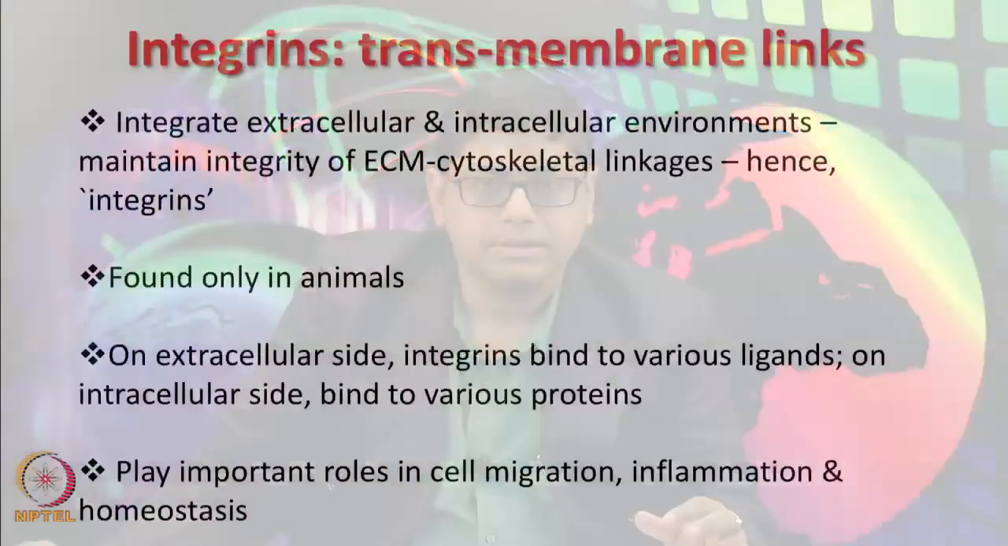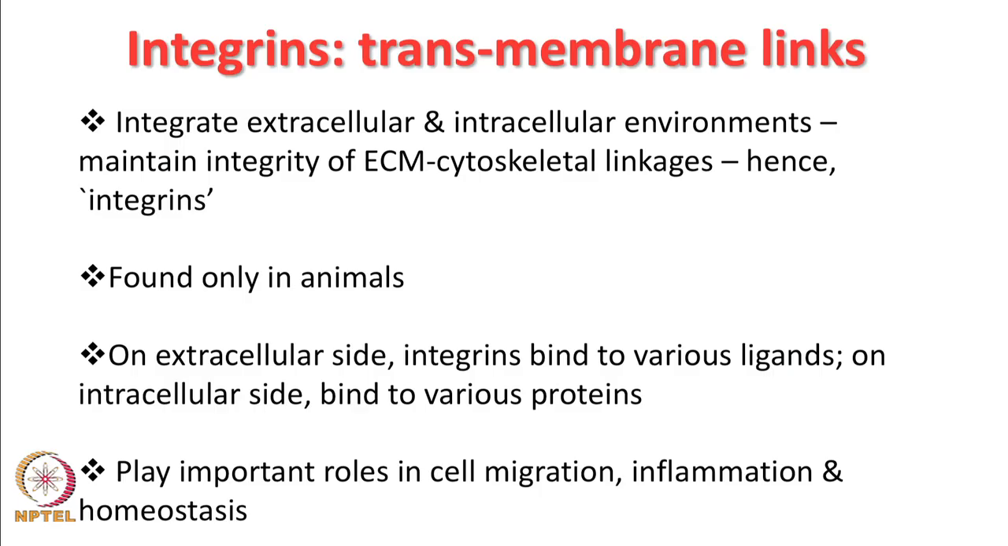Okay. So, of course, the most important among them is integrins. Integrins serve as transmembrane links which integrate the inside to the outside, and that is the reason why they are called integrins. They maintain the integrity of ECM cytoskeletal linkages. Okay. Now, integrins are only present in animal cells. So, on the extracellular side, these integrins would bind to various ligands, and on the intracellular side to various proteins. First of all, within the focal adhesion itself, you have multiple proteins which interact with integrins. Okay. And these integrins play important roles in migration, inflammation, homeostasis, so on and so forth.